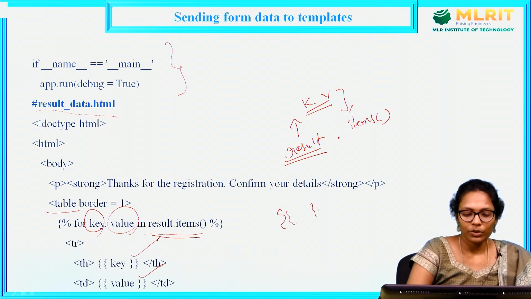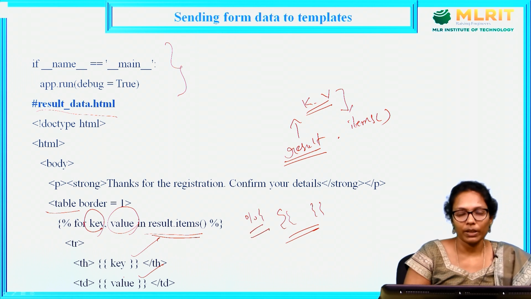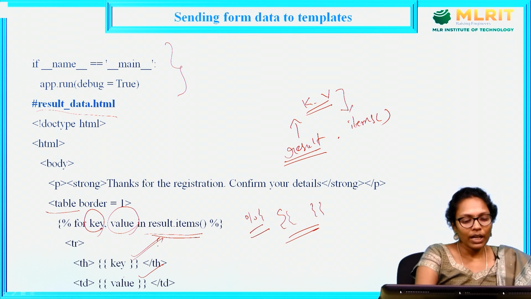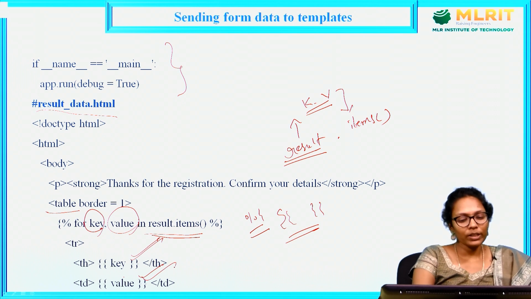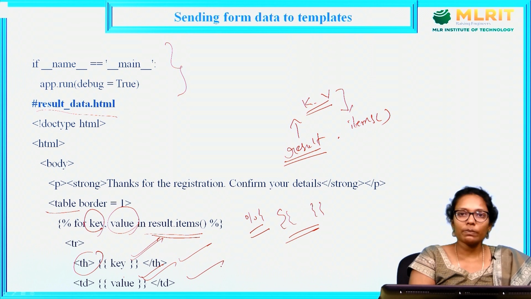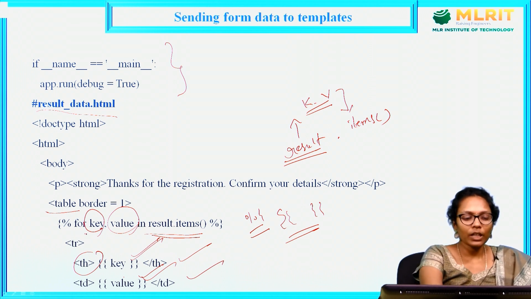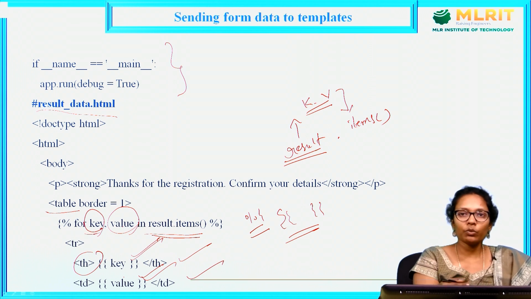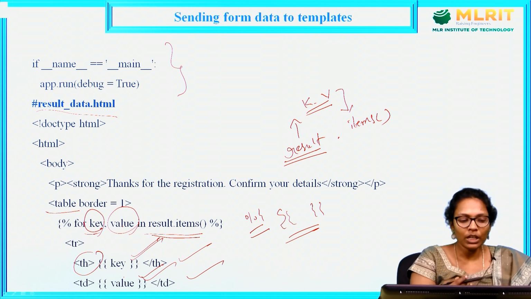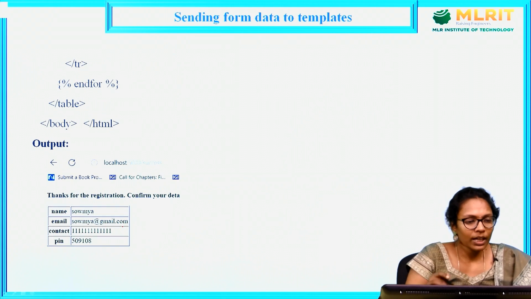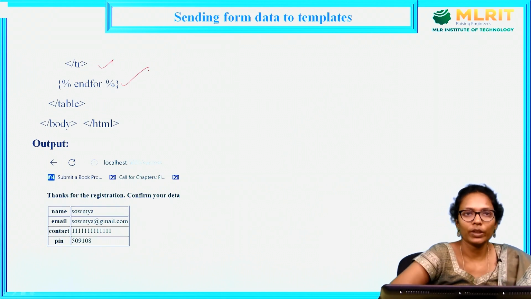If you are using this one, that is an expression. If you are using this symbol, it is a statement, right? So each time the key and the value will be displayed. All the keys will be displayed in a heading tag, bold, and the values will be displayed normally. So this is a for loop actually. It will be repeated for all the key value pairs. If I have 4 values, it will be repeated 4 times. And after completing that, close the row and close the for loop also.